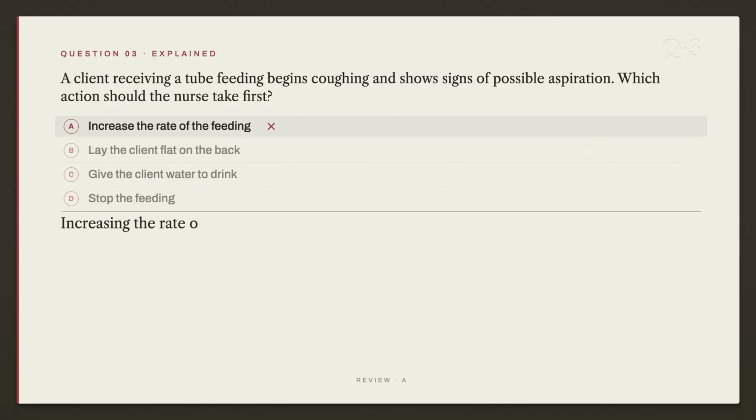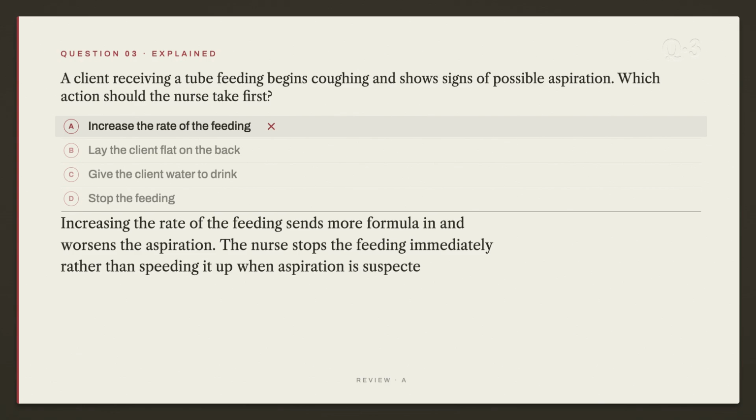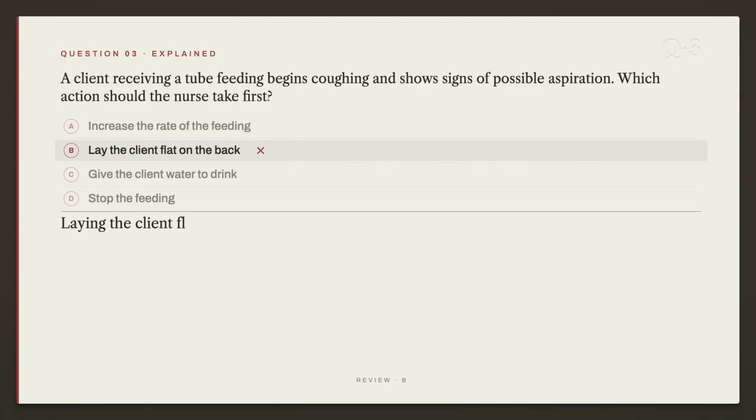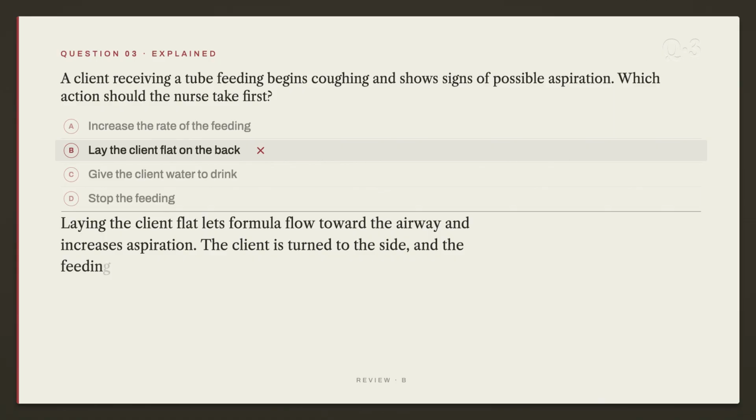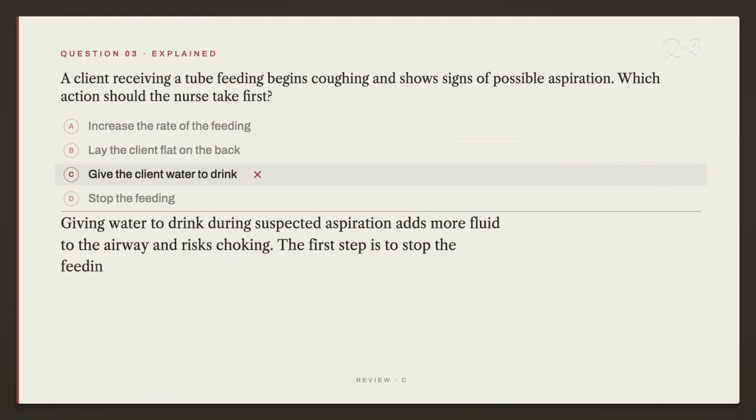A is wrong because increasing the rate of the feeding sends more formula in and worsens the aspiration. The nurse stops the feeding immediately rather than speeding it up when aspiration is suspected. B is wrong because laying the client flat lets formula flow towards the airway and increases aspiration. The client is turned to the side and the feeding is stopped first, not laid flat. C is wrong because giving water to drink during suspected aspiration adds more fluid to the airway and risks choking. The first step is to stop the feeding, not to offer anything by mouth.